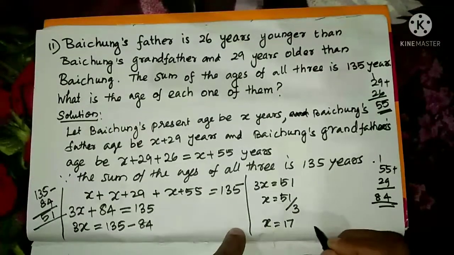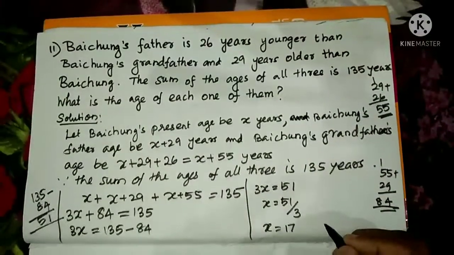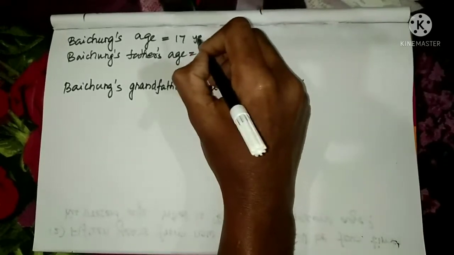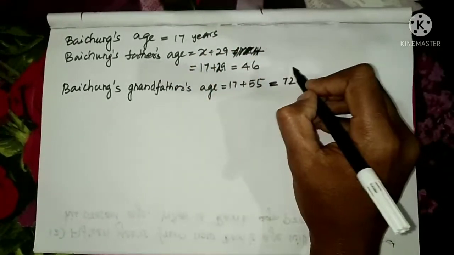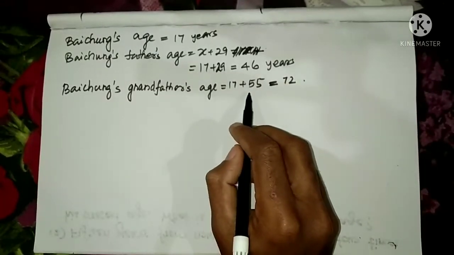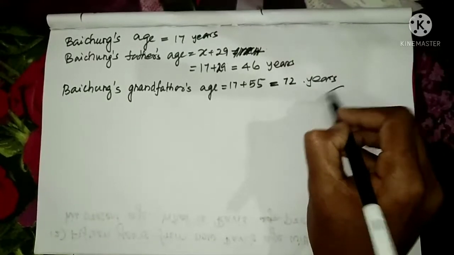So Baijang's age is 17. Therefore Baijang's age is 17. Baijang's father's age is 17 plus 29, 46 years, and his grandfather's age is 17 plus 55, that is 72 years. That's the answer.